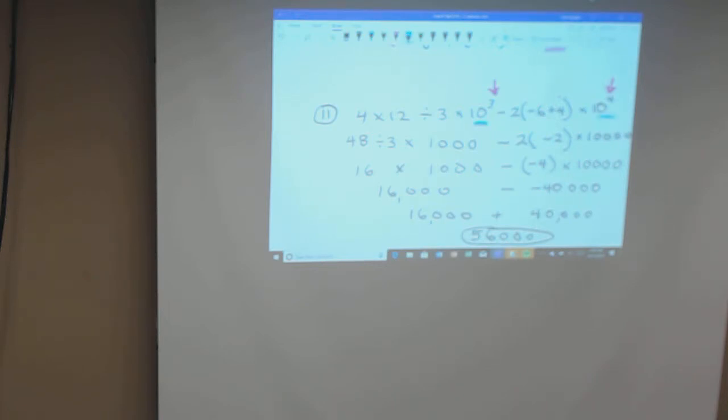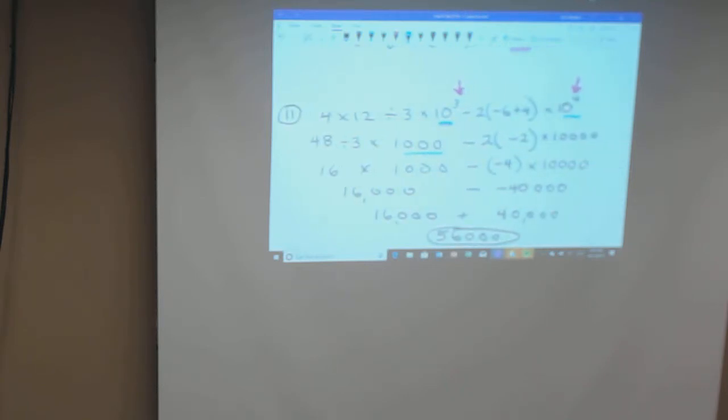So now 10 to the third is 1,000, and 10 to the fourth is 10,000. Then what's the next thing you do? You do whatever's in the parentheses. What's negative 6 plus 4? Negative 2. Then what's the next thing you do? Multiplication and division, left to right. So I start up here and I go 4 times 12 is what? 48. And divided by 3 is what? 16.